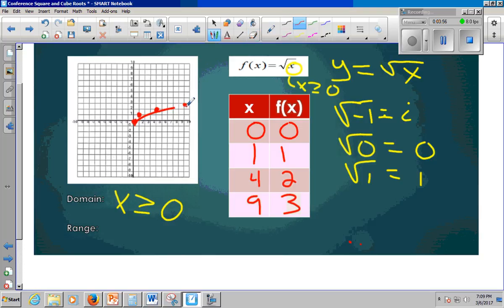9, 3. Okay. So the domain is x greater than or equal to 0, and the range is also y greater than or equal to 0. Okay, so we get all positive values and non-negative values of y.